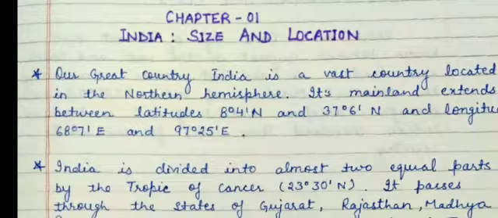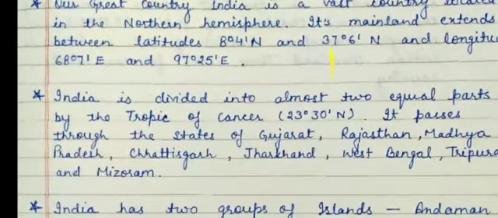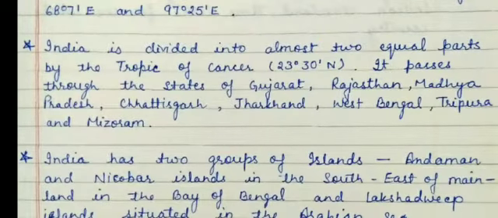I think you all must be knowing what is latitude and longitude. You already have learned in class 6th and 7th. Now let's move ahead. India is divided into almost two equal parts by the Tropic of Cancer, that is 23 degrees 30 minutes north latitude. It passes through the states of Gujarat, Rajasthan, Madhya Pradesh, Chhattisgarh, Jharkhand, West Bengal, Tripura and Mizoram.